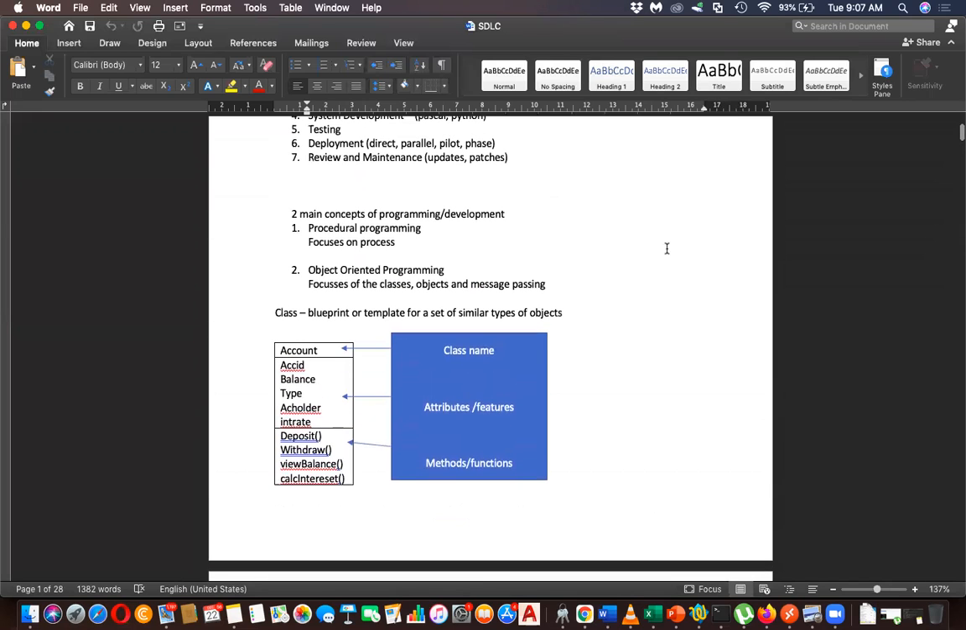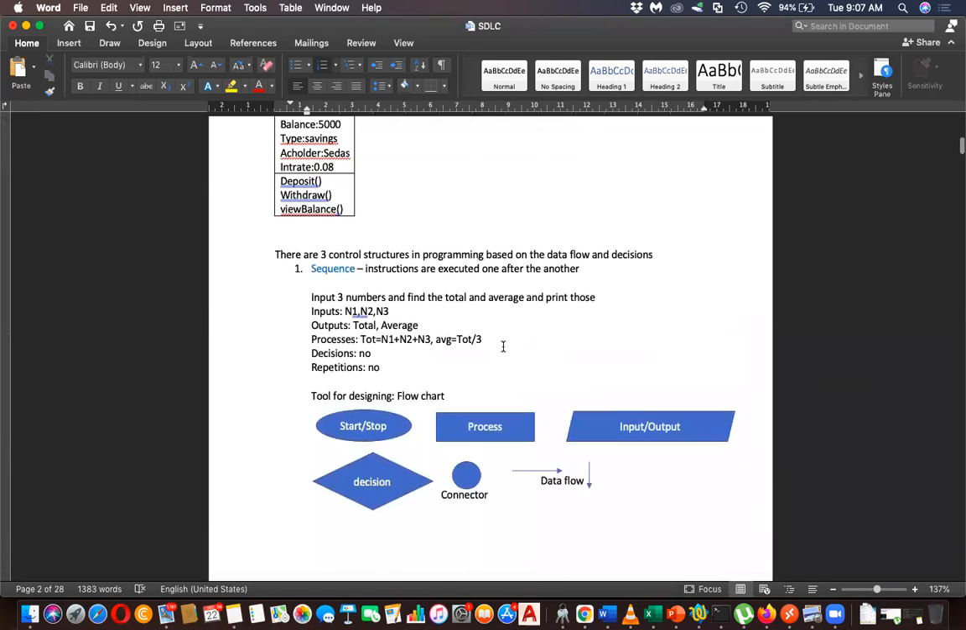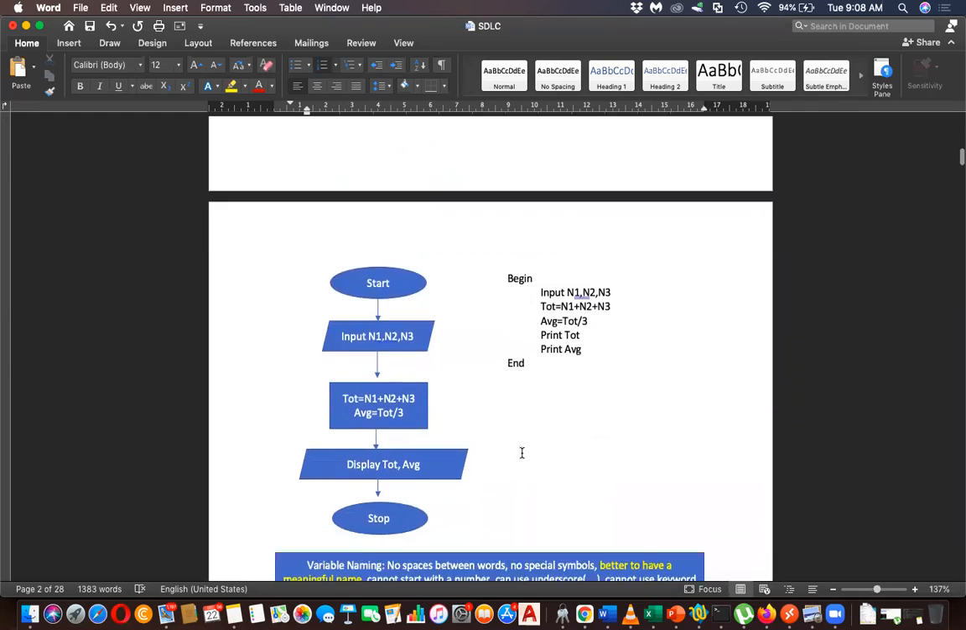So the basic two concepts were procedural programming, or structured programming, as we call it by another name. And after learning these two concepts, we discussed that there are three basic control structures used in programming and designing a program. The first one is sequence, and we have discussed the symbols, and we draw this flow chart.